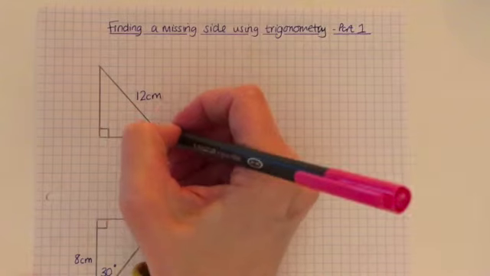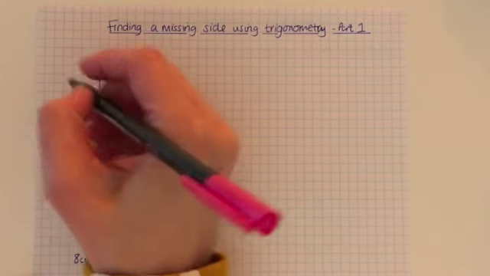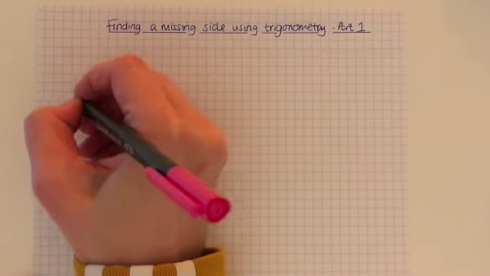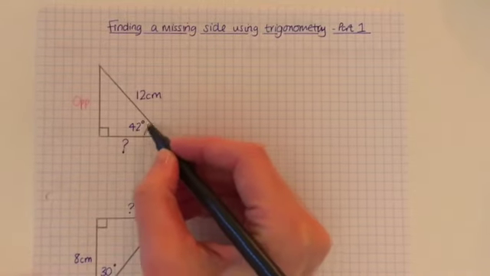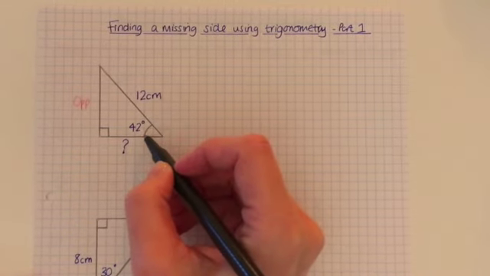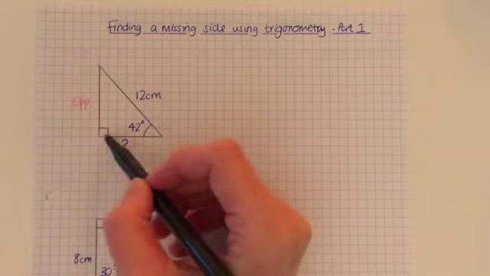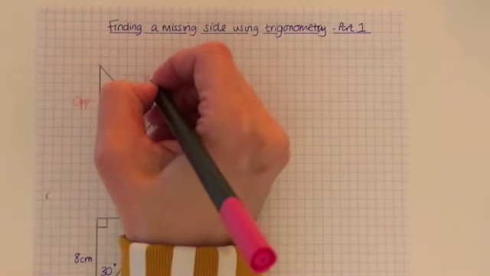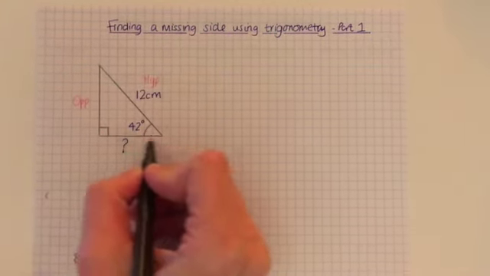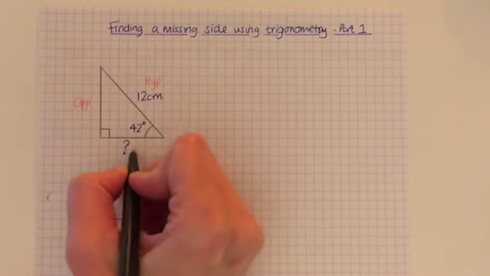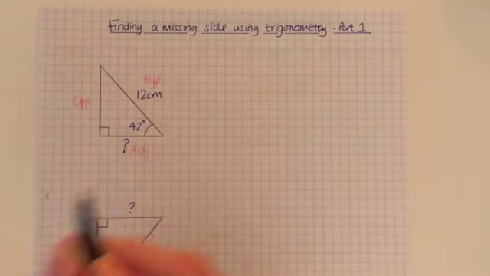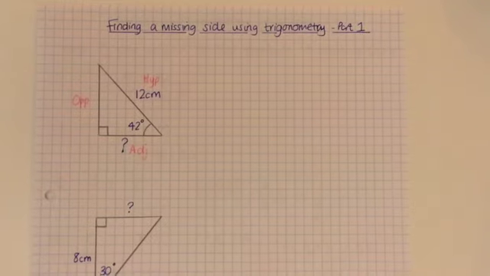So the one opposite the angle that you're given is opposite. Make note this time we actually have a value for the angle. The one opposite the right angle is hypotenuse, and the one with the right angle and the angle is adjacent. So we've labelled our three sides.